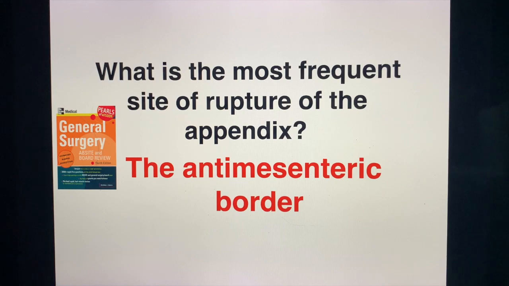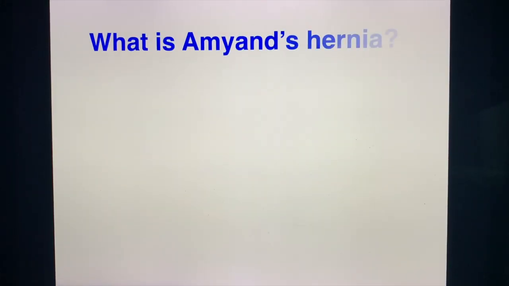And let's end this module with some must-know questions. What is the most frequent site of rupture of the appendix? It is the anti-mesenteric border. So let's end with these brain exercises.